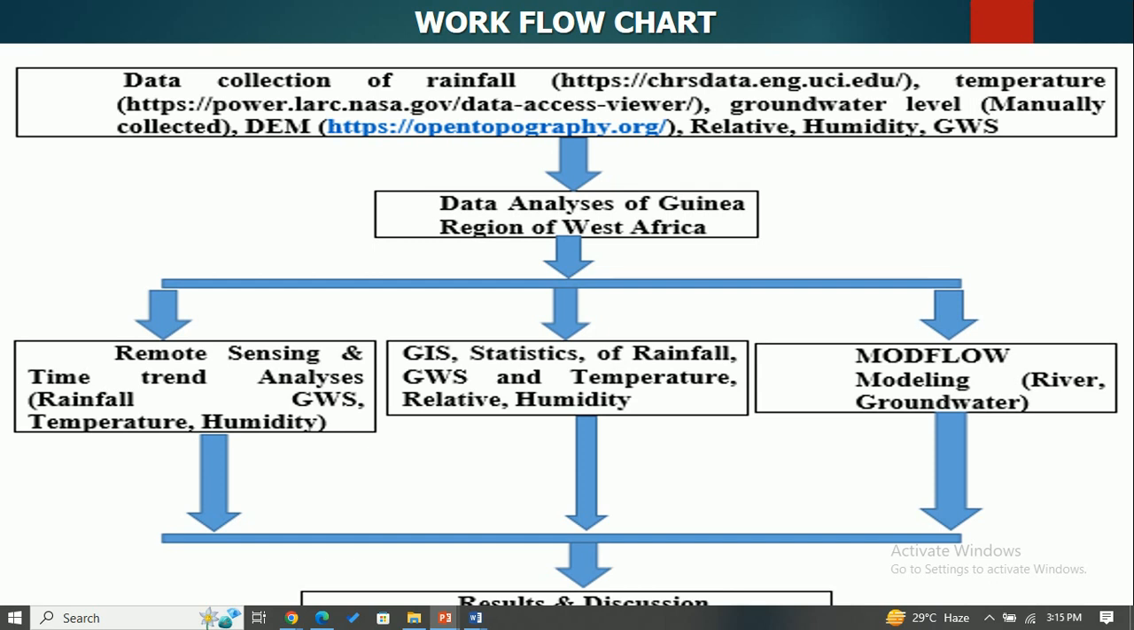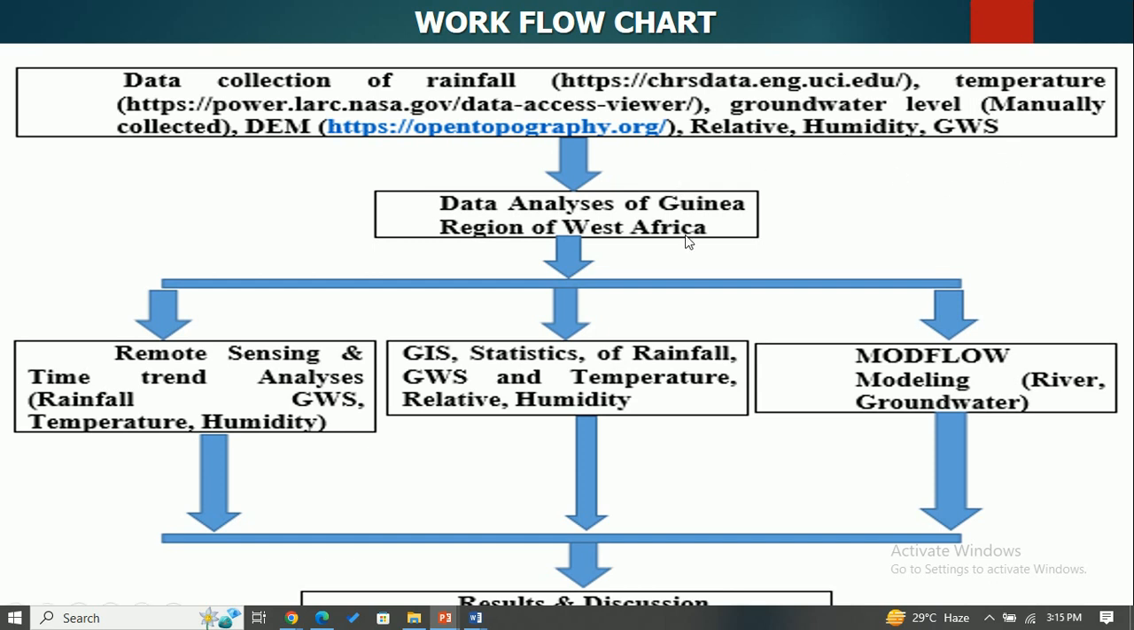This is the overall workflow diagram. First, we collect the data from the NASA website and different websites like the DEM website. We will collect from the OpenTopography website, and basically we are focused on five types of meteorological variables: relative humidity, shallow groundwater storage, rainfall, and temperature, and we will see the effect of each one by one.